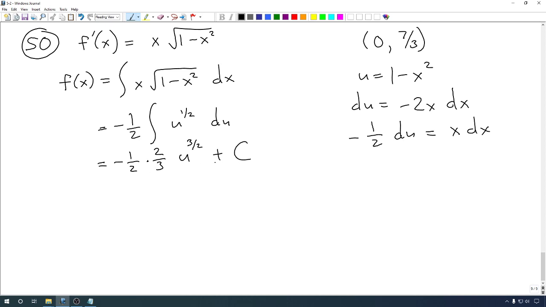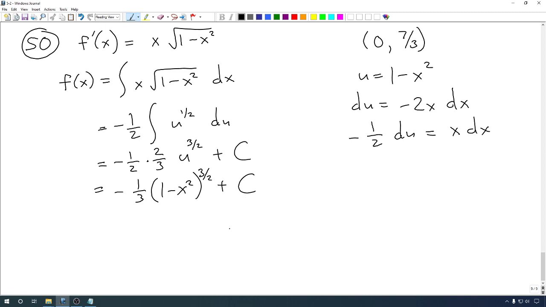We're going to have to find out what that plus c is in a moment. But let's go ahead and finish turning this into something in terms of x's. Negative 1/2 and the 2/3, the 2's actually cancel each other out. We have a negative 1/3. This u is a 1 minus x squared. And we saw the power of 3/2. And plus c.